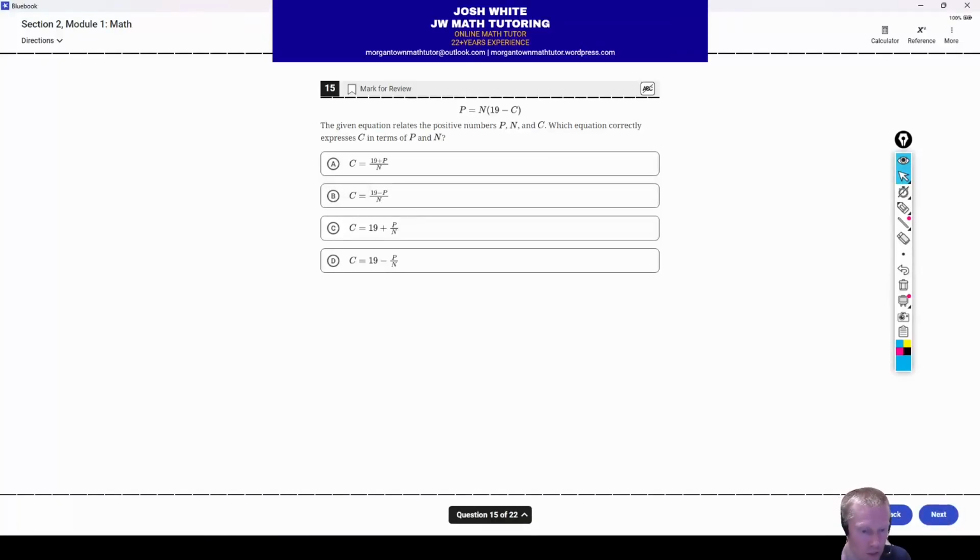Now, for question number 15, you just have a formula relating a bunch of different letters here. And so they're just asking you to rearrange this and solve it. So we want to solve this for c. Technically, the first thing you can do is divide both sides by n to basically get rid of it. And then you can subtract 19. So we have p over n minus 19. Now that's equal to negative c, but we want positive c, of course.